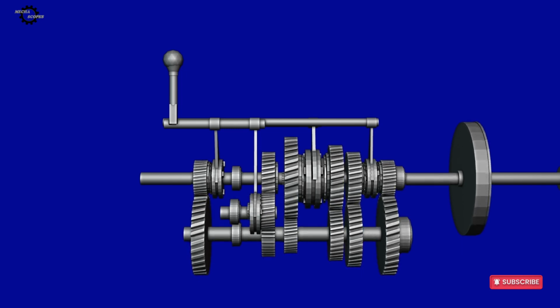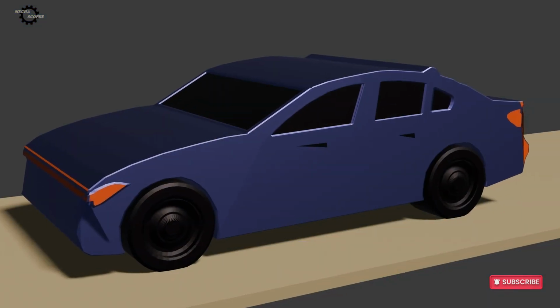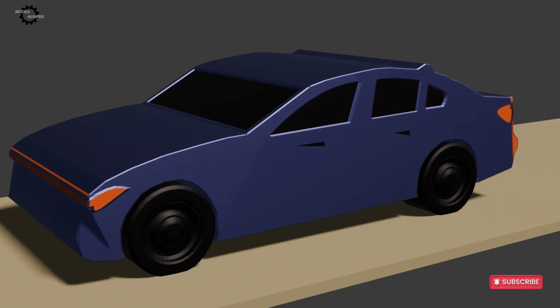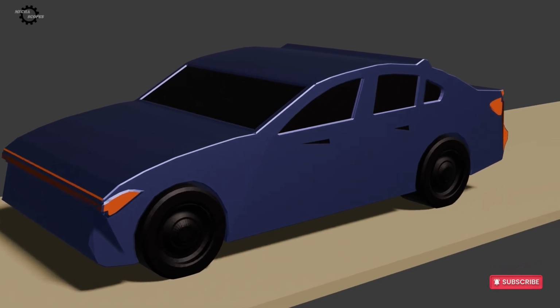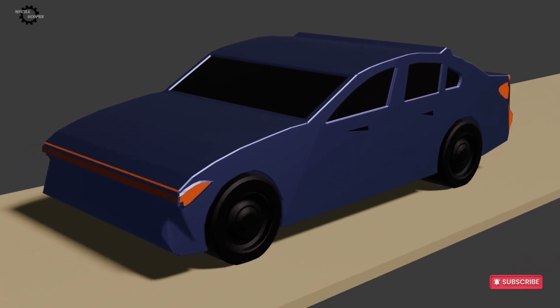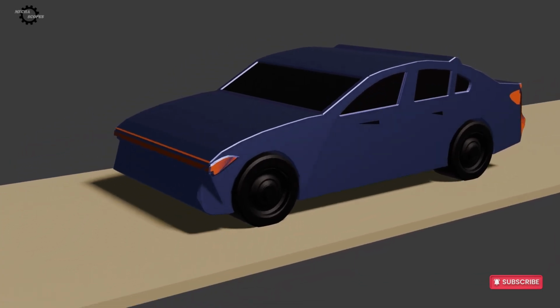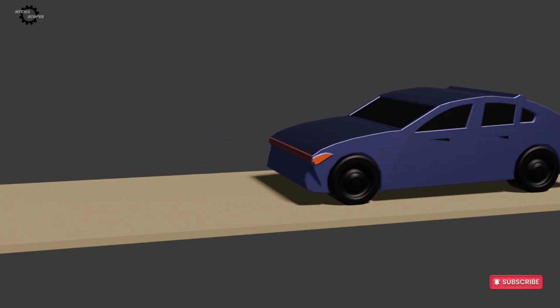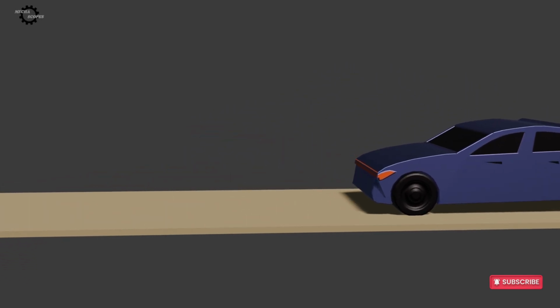And that's how a synchronized manual transmission works. From transmitting power to changing gear ratios to selecting and engaging gears, every component plays a role in controlling how engine power reaches the wheels. Understanding these mechanisms not only helps us appreciate how vehicles operate, but also reveals the engineering that makes smooth and efficient driving possible.